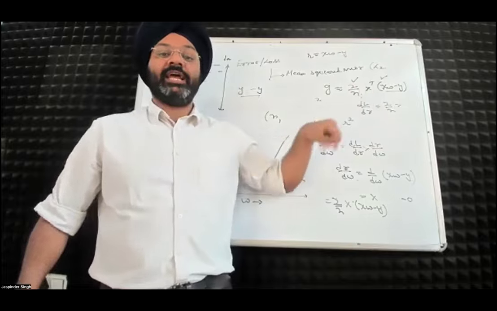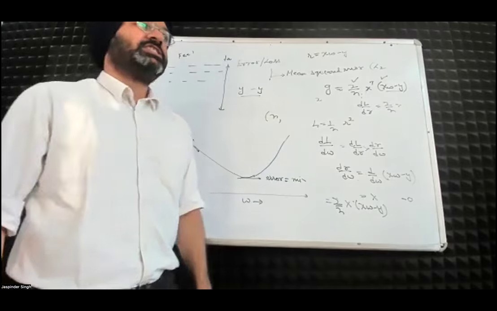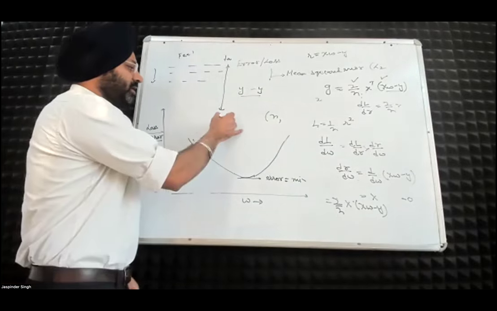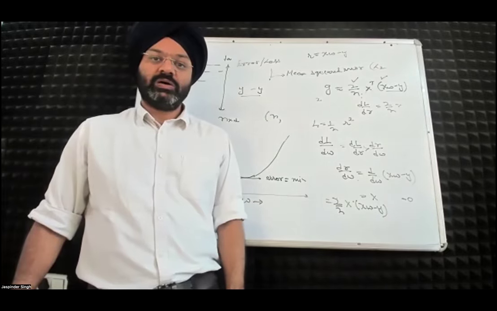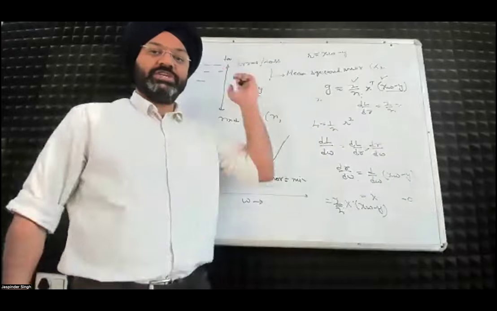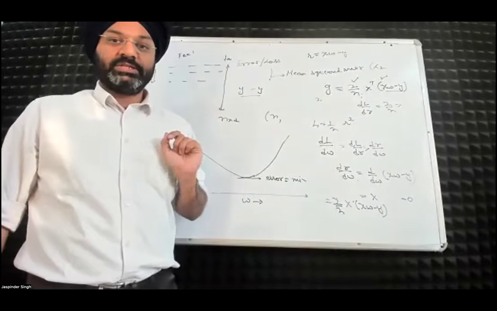And x is what? Our input matrix. What is the shape of the input matrix? N into d, where d is what? Number of dimensions or number of features. N is the number of samples.